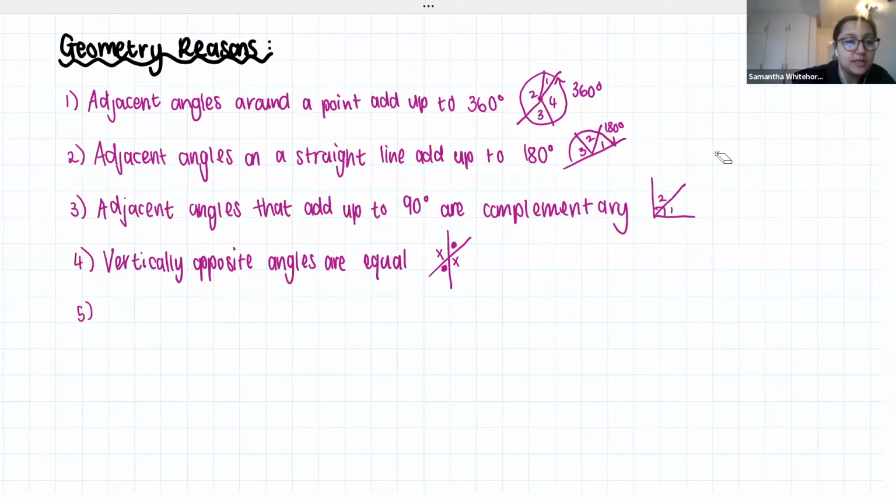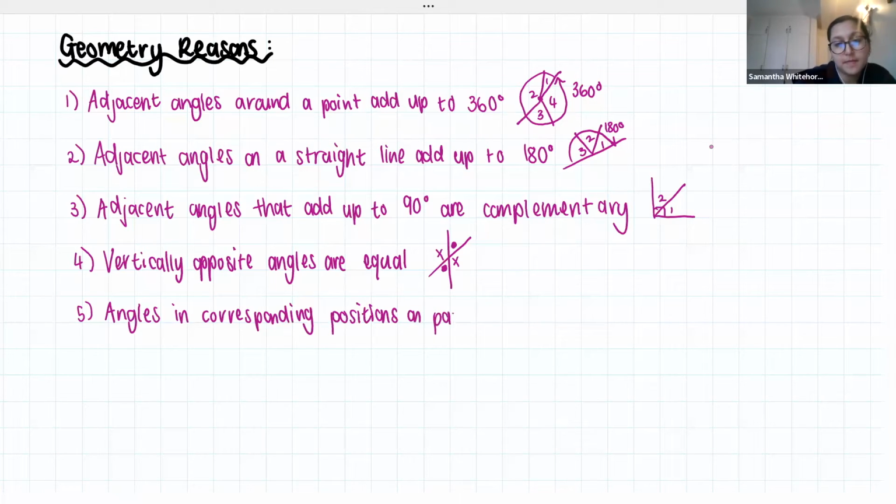The first reason that we learned was that angles in corresponding positions are equal. And again, this all has to do with parallel lines. Corresponding angles are the ones that fall into the F shape. So if we have an F shape, the angles in the same corresponding position are equal in size.